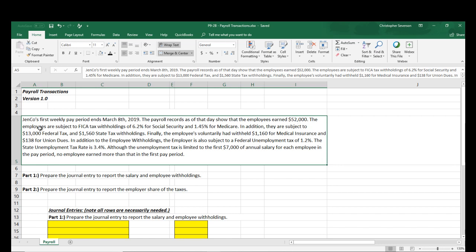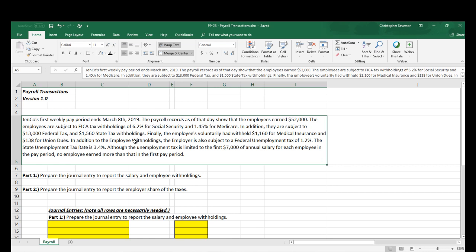The employees are subject to FICA tax withholdings of 6.2% for Social Security and 1.45% for Medicare. So that's an important thing to note, that FICA, when we use that term, Federal Insurance Contributions Act, covers both Social Security and Medicare. In addition, they're subject to $13,000 of federal tax, $1,560 of state tax withholdings, and they had $1,160 voluntarily withheld for medical insurance and $138 for union dues.